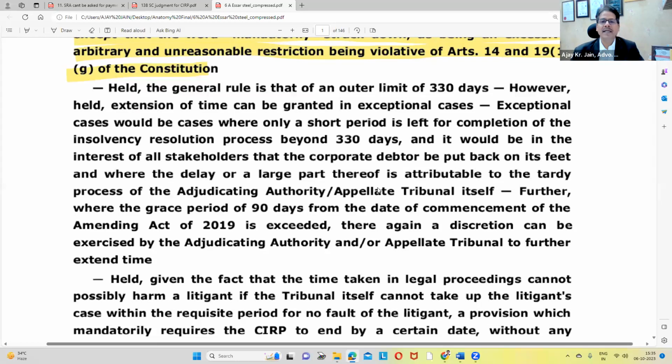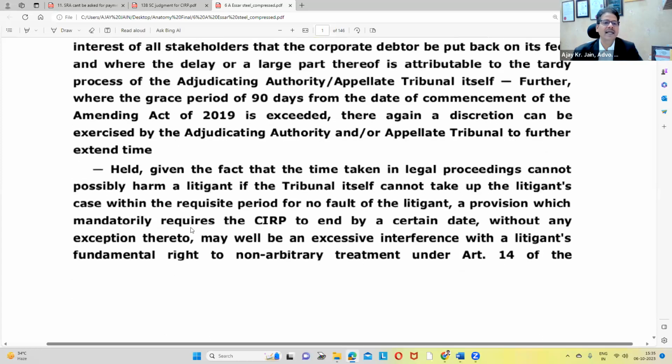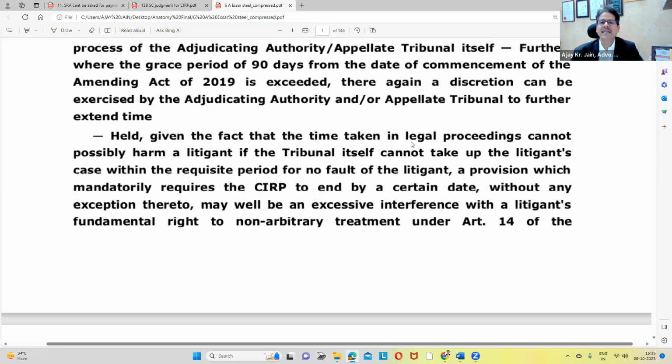Where the delay, or a large part thereof, is attributable to the tardy process of the adjudicating authority or appellate tribunal itself. Further, where the grace period of 90 days from the date of commencement of the amending Act 2019 is exceeded, there again discretion can be exercised by the AA or appellate tribunal to further extend the time. It was held that the time taken in legal proceedings cannot possibly harm a litigant if the tribunal itself cannot take up the litigant's case within the requisite period, for no fault of the litigant.